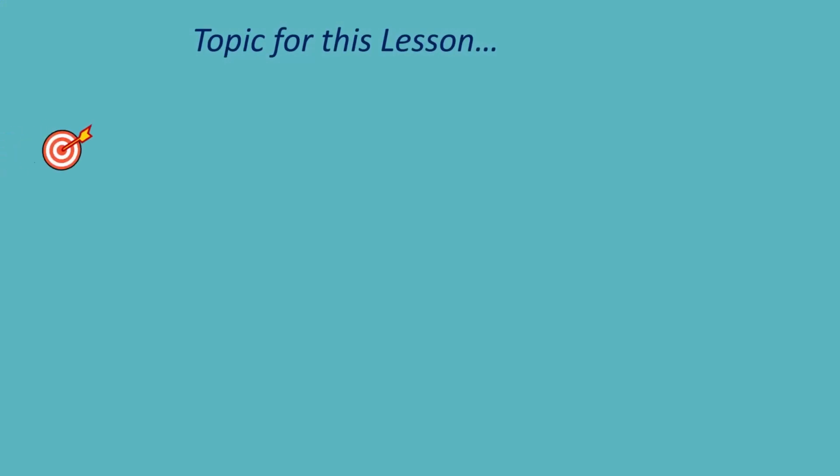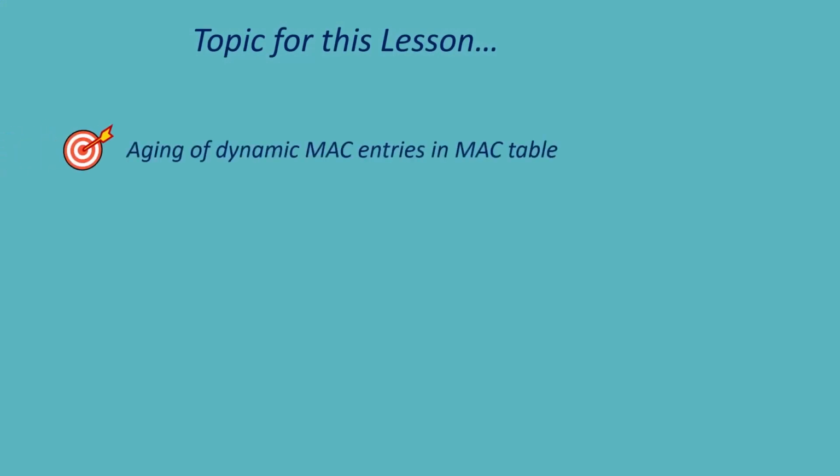In this lesson, we will cover the topic of aging of dynamic MAC entries in the MAC table. Why do the entries age? And if they do not age, what would be the consequence of it? That's what we'll cover in this topic. Further, we will go over a couple of important questions that get asked in interviews related to aging of MAC entries in the MAC table.